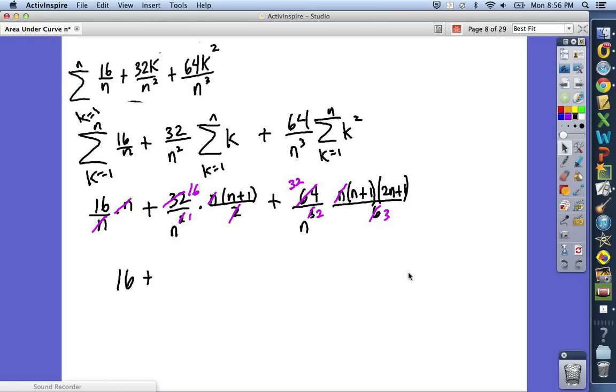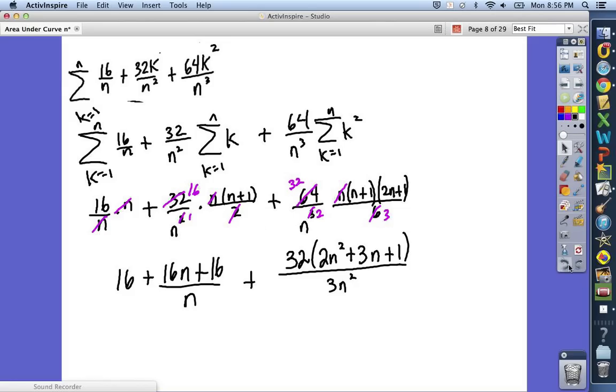Simplifying, the first term is 16. The second term simplifies: when you distribute the 16, it becomes 16n plus 16 on top and n on the bottom. And the third term, when you multiply out n plus 1 times 2n plus 1, you get 2n squared plus 3n plus 1. We still have the 32 on the top and the 3n squared on the bottom. Further simplifying gives me the 16 that I had here. 16n over n is going to become another 16. And this part, 16 over n, stays 16 over n.